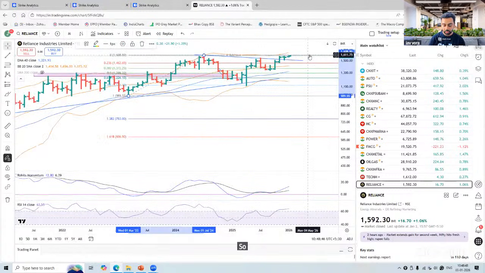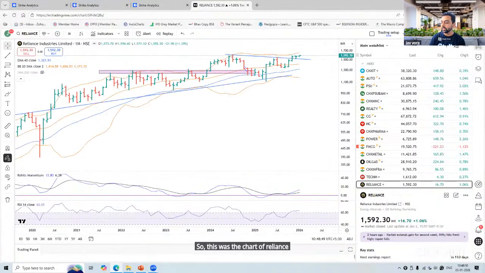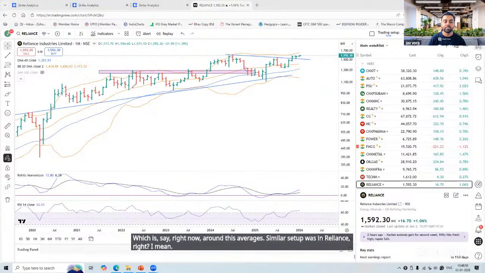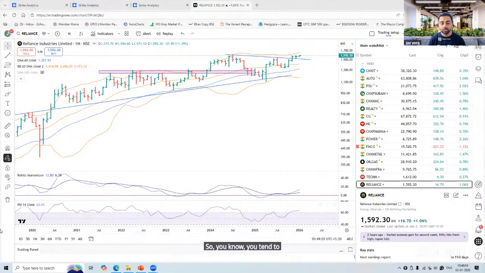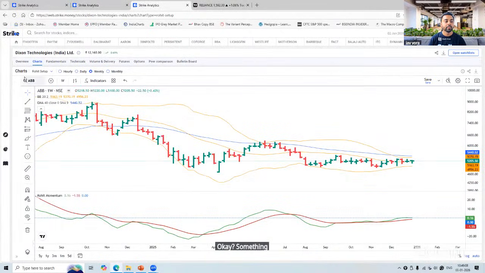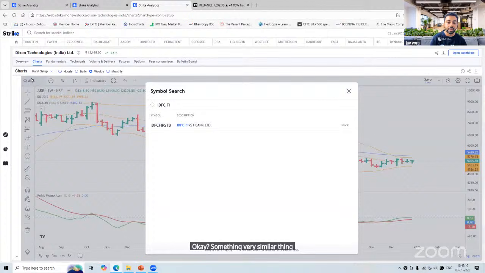So this was the chart of Reliance. What you're seeing in ABB, which is right now around these averages, a similar setup was in Reliance, right? It was around these averages, this important support level was there and so on. So you tend to wonder, can a turnaround happen from here or no? Okay. Something very similar I had observed in IDFC First as well.